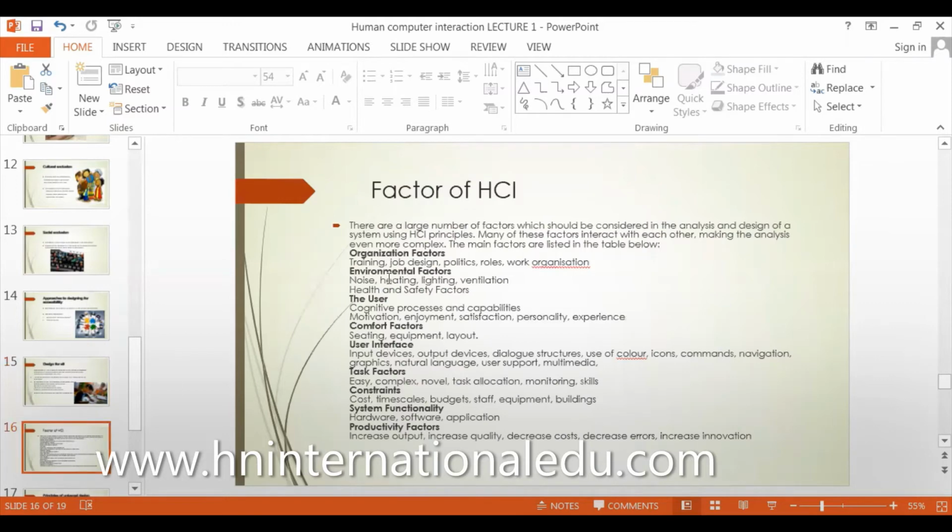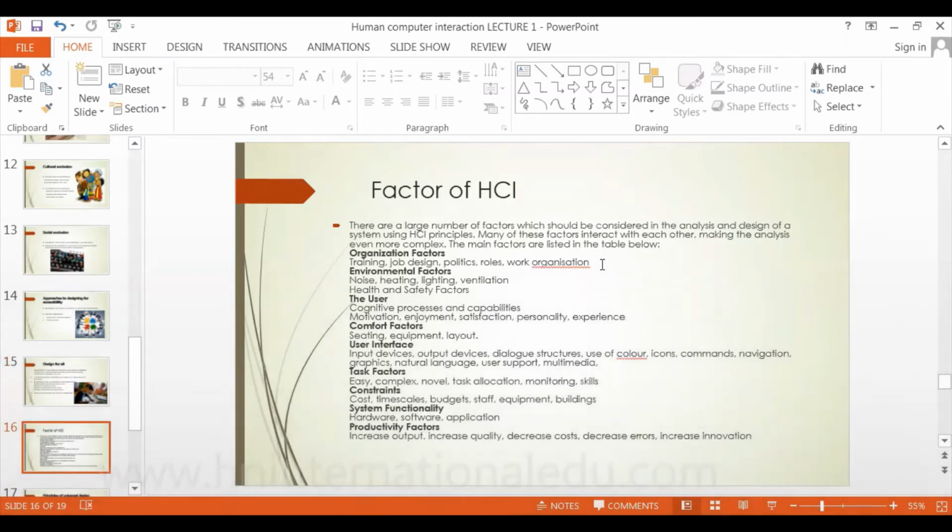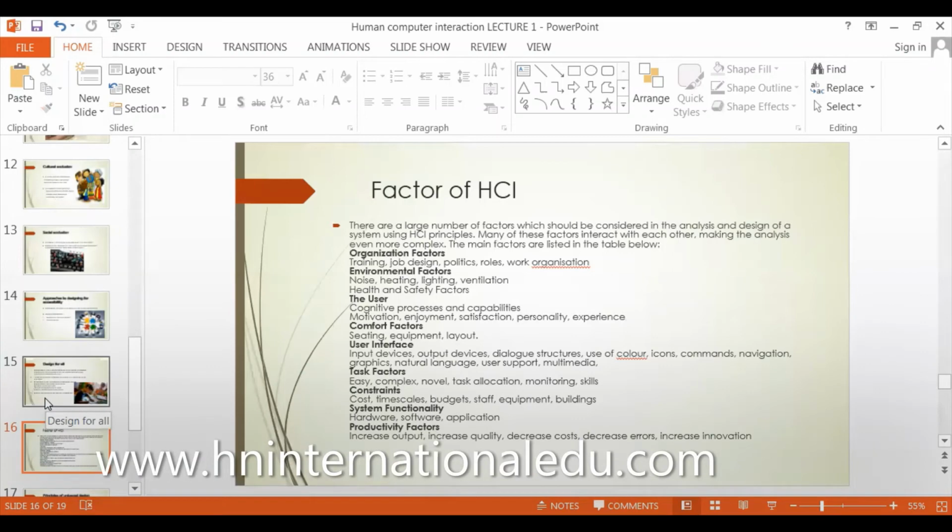Okay, what are the factors of HCI? There are a large number of factors which should be considered in the analysis and design of a system using HCI principles. Okay, Najwa, I want you to read all these, please. Okay, finished reading. Done. Okay, let's come to environmental factors.